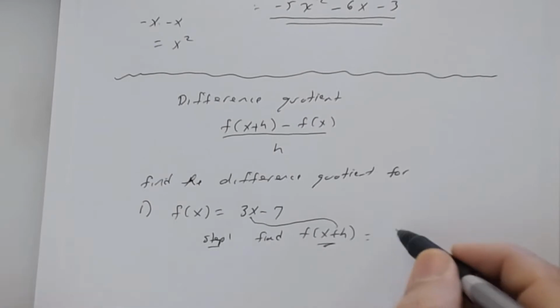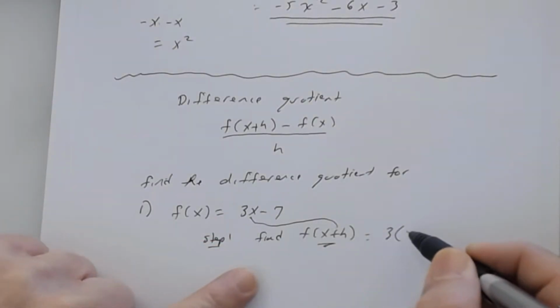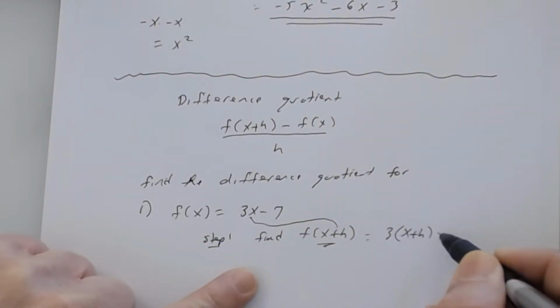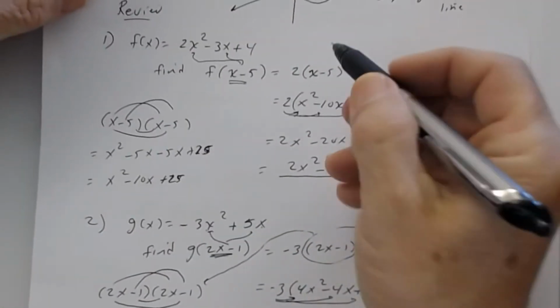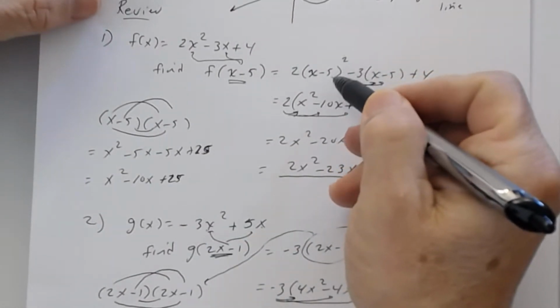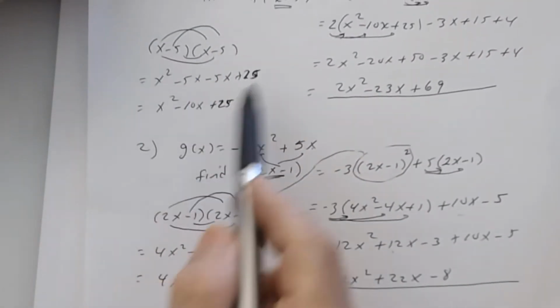So this becomes 3 times what? X plus h, and then minus what? 7. Now that one is much simpler than the one that's quadratic, because the one that's quadratic, guys, remember, at some point you're squaring a binomial. That's at work right here.